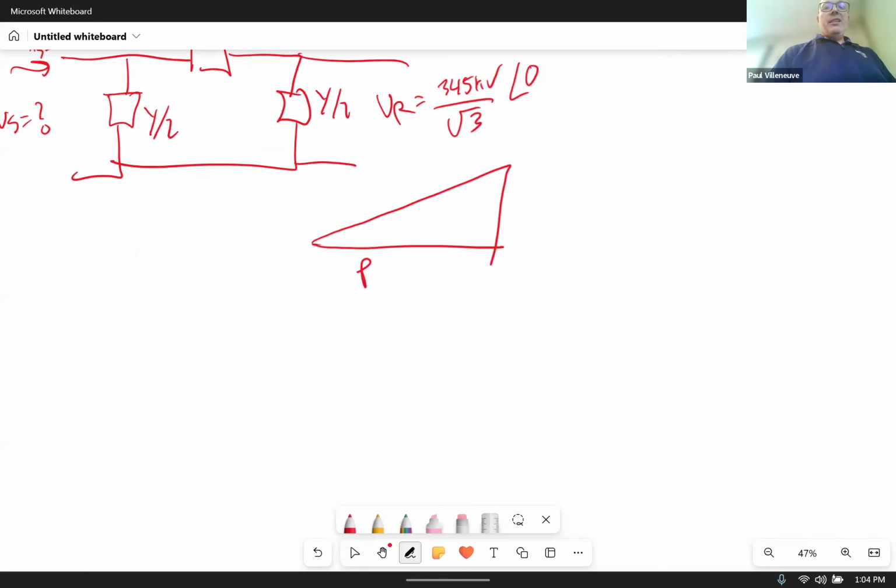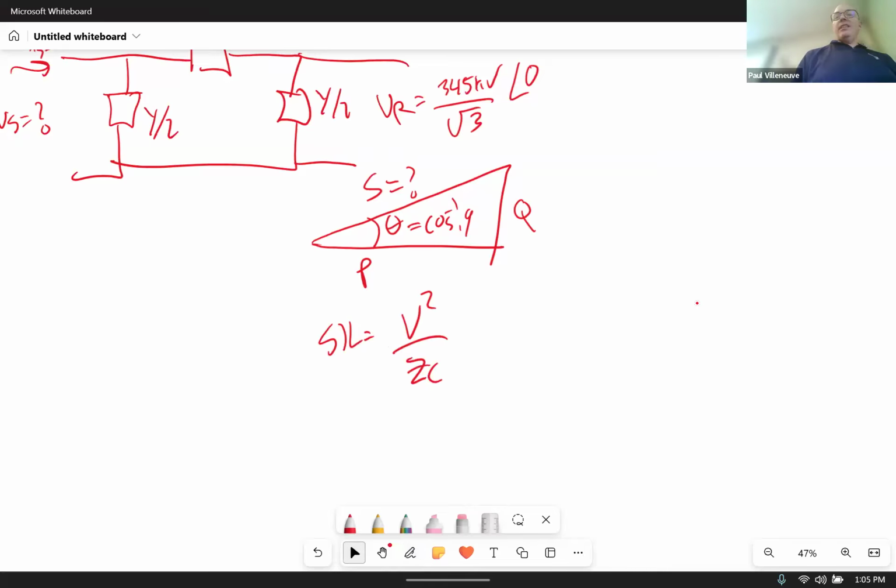This is P, Q, and S. That angle theta at the receiving end is equal to the inverse cosine of 0.9. What does S equal? Well, it tells you it's 0.75 times the surge impedance loading. And the surge impedance loading is V squared over Z sub C, right? The characteristic impedance for a lossless line.